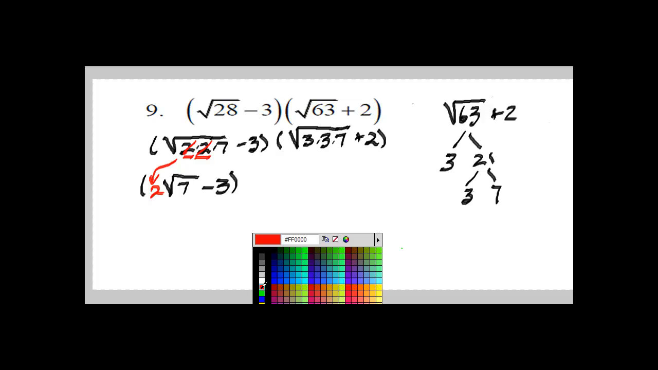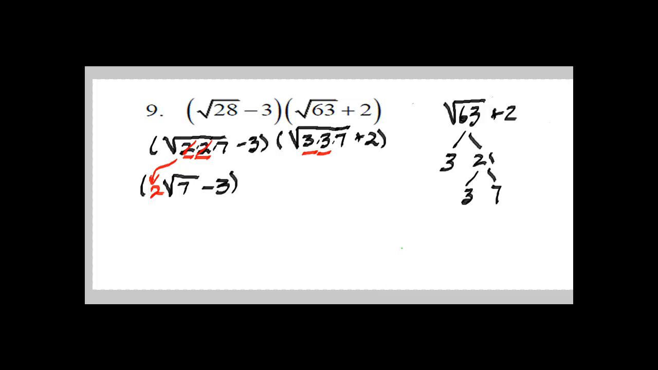Now let's go to this second factor. There's 2 3's. So they can come out front. That means they're gone. So now I have, nope, it should be 3 square roots of 7. And then the inside, you just have the 7 left, plus 2. So there's my next factor.